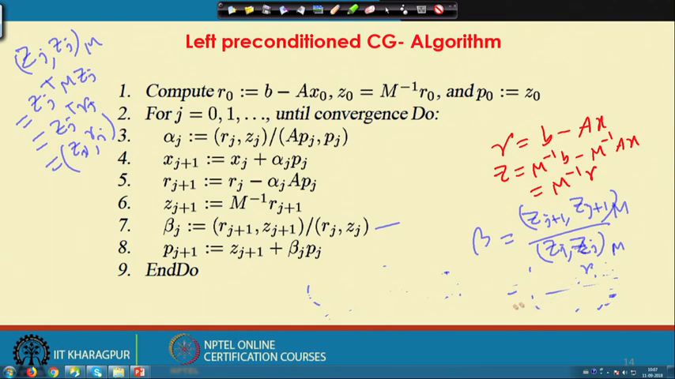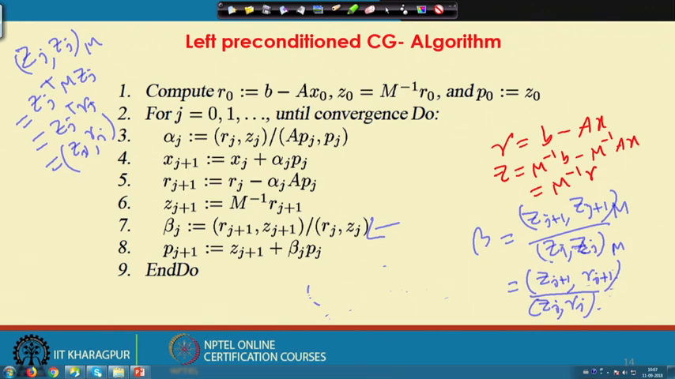I will rewrite it for better clarity. This will be z_{j+1} dot r_{j+1}, because the z_j M product is z_j dot r, divided by z_j dot r_j, which is calculated here, and we will get p_{j+1} is equal to z_{j+1} plus beta_j p_j, the same way it should be, right.